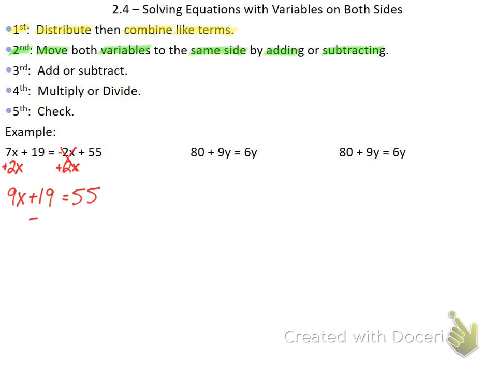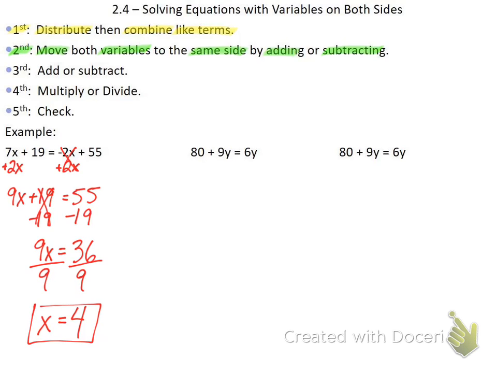Then I can subtract the 19 to the other side. I get 9x is equal to 36. Oops. And then divide both sides by 9. So I get x is equal to 4.